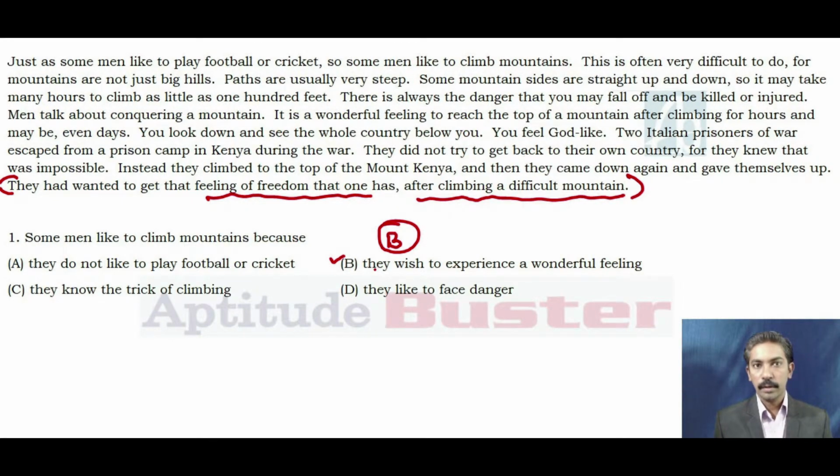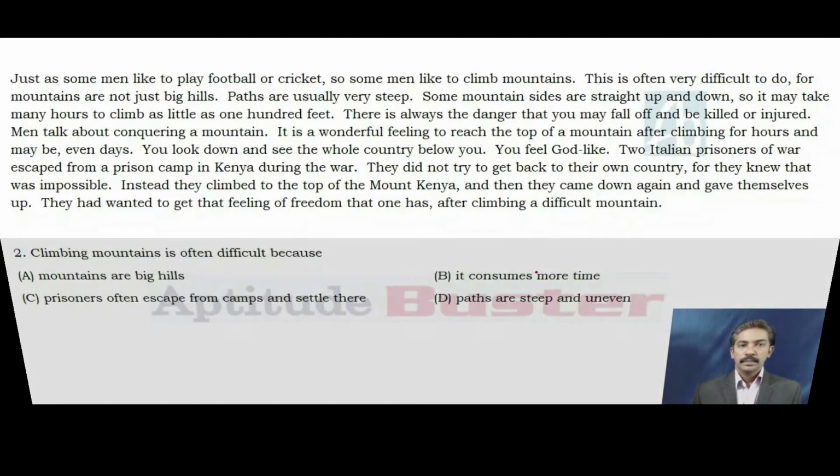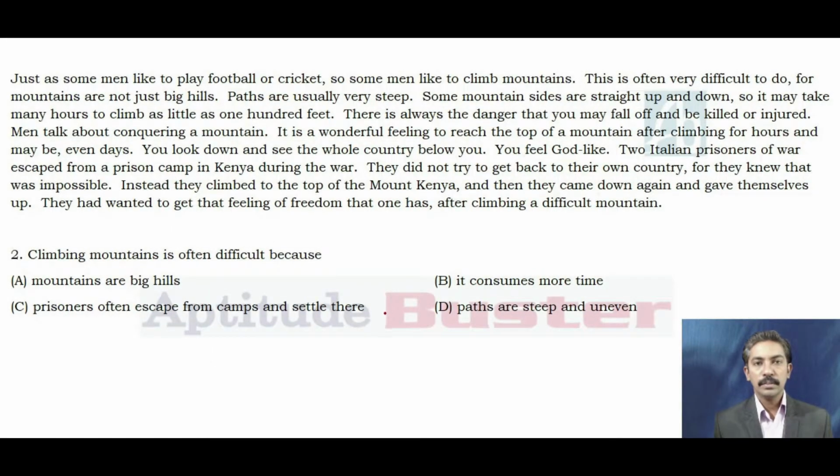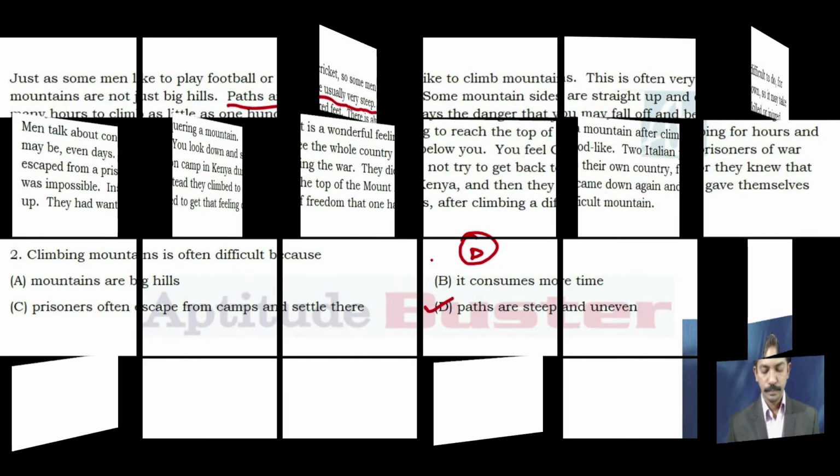Some men like to climb mountains because they wish to experience a wonderful feeling. Second question, climbing mountains is often difficult because, even for this question, we have a direct reference. In the second line, it has been given, paths are usually very steep, or usually, that's a clue, so that is applicable for mountains in general. Therefore, the answer for this question is option D. Climbing mountains is often difficult because paths are steep and uneven.